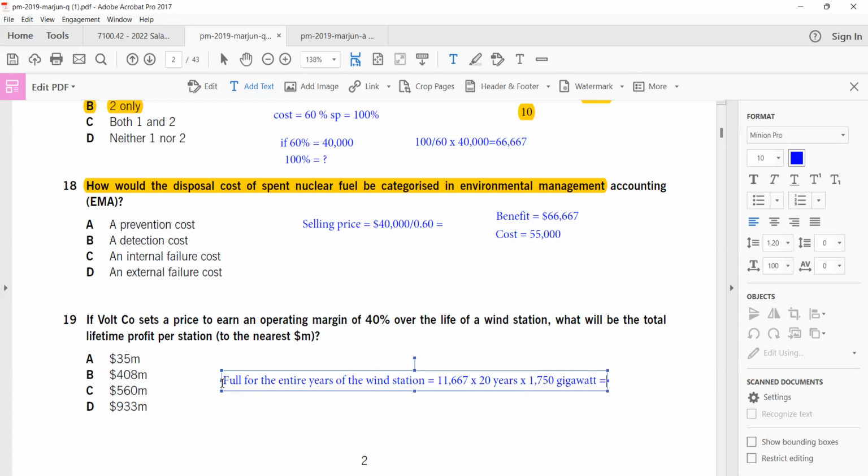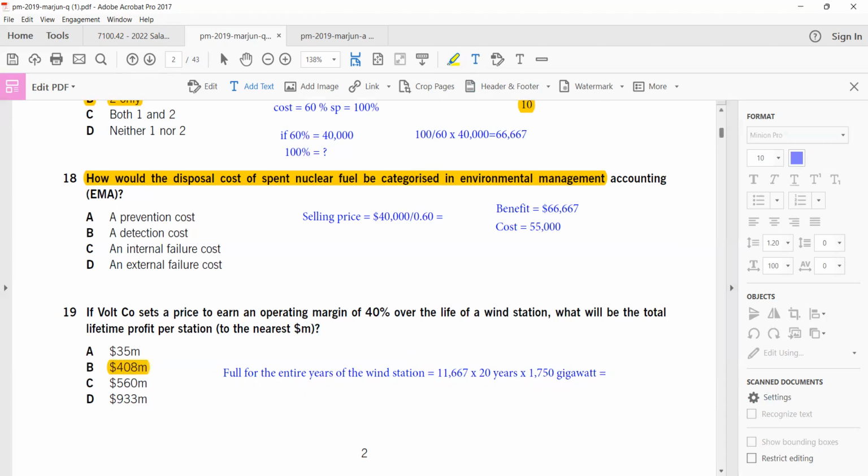And don't forget that we are converting it to the nearest what? Did it say to the nearest million? To the nearest million. What answer, Paul? 11,667 times 20 years times 1,750 gigawatts. What answer are we getting? Yeah. It will be 408 million. 408 million.